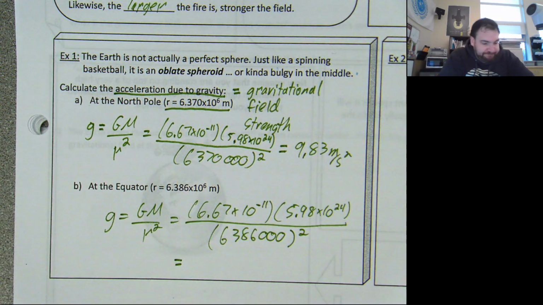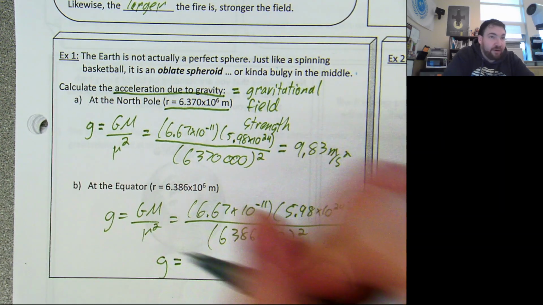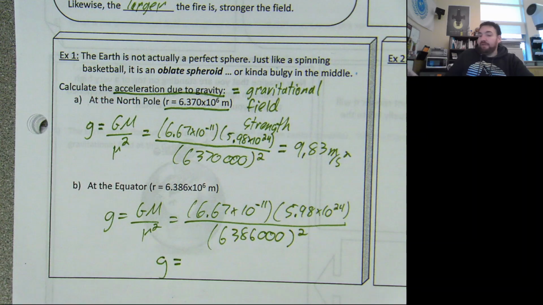What do you get for the value for the acceleration due to gravity at the equator?